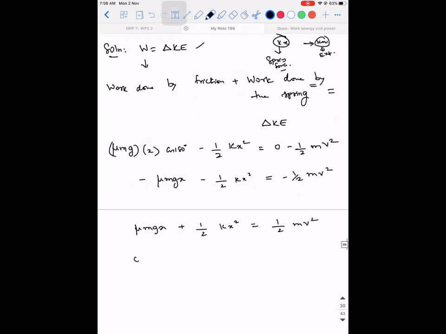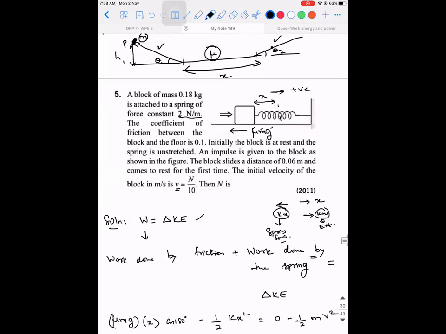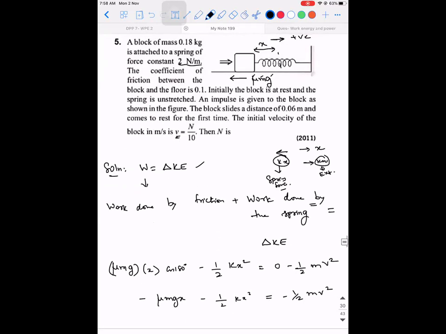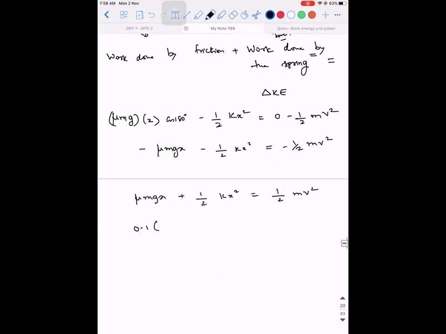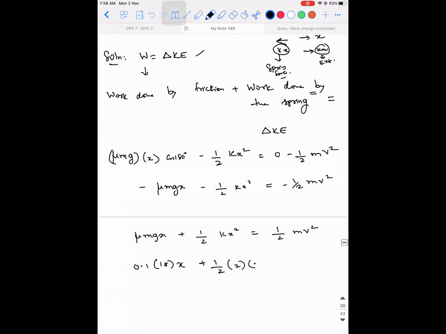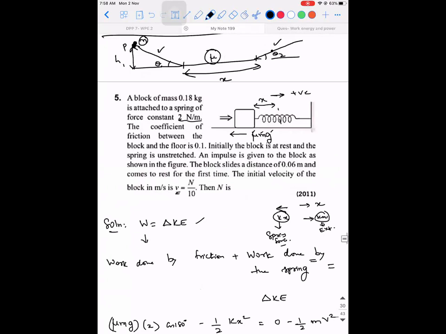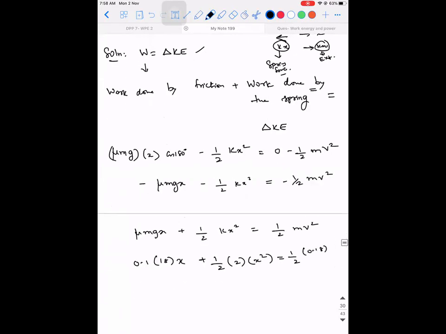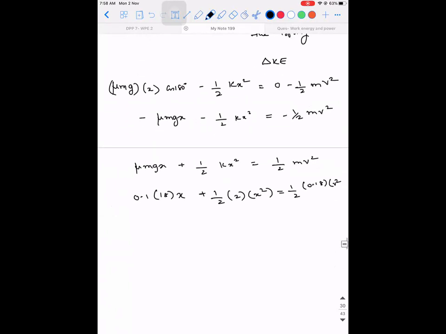Mu is how much? 0.1 now. M is 0.18. G, let's take it as 10. So 0.18 into 10, 18 into x plus half into k is how much? 2 into x square is equal to half into mass of the, oh, they have given x also 0.06, that is 6 by 100, is equal to half into mass of the block is 0.18 into v square.